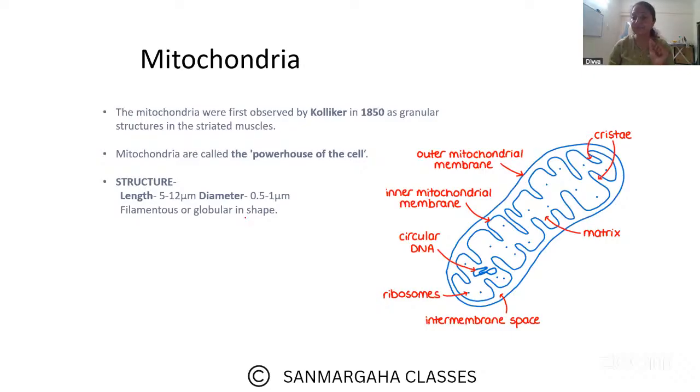Mitochondria: in 1850, Kolliker observed the first mitochondrial cells in the muscle cells, the striped muscle cells. Okay, and this is called the powerhouse of the cell, because as I told you earlier, in mitochondria ATP is generated, right? That means the energy is made in mitochondria. That is why it is called the powerhouse of the cell. Okay, so the length varies from 5 to 12 micrometers and the diameter 0.5 to 1 micrometer. Okay, and this has a cylindrical shape, right? You can see the cylindrical shape.